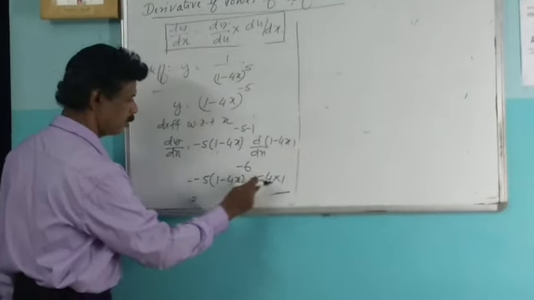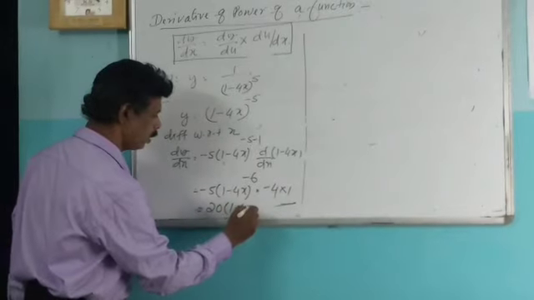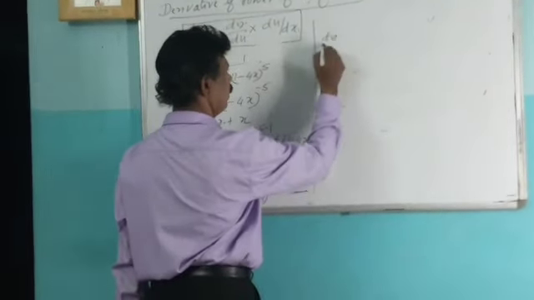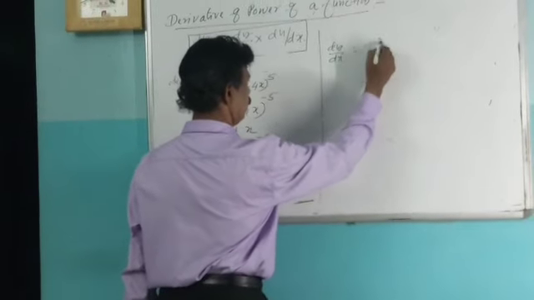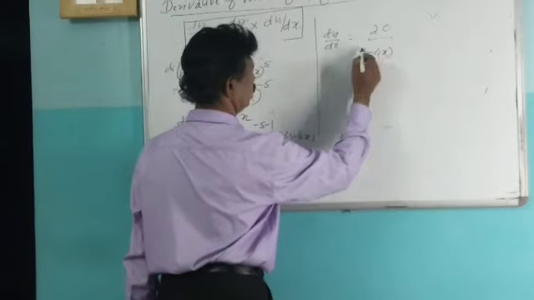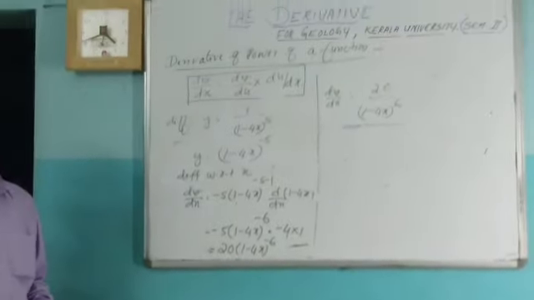So the final answer is minus 4 into minus 5, plus 20 into 1 minus 4x all raised to minus 6. Or you can write dy by dx is equal to 20 divided by 1 minus 4x the whole raised to 6. That is its final answer. Okay. Ready.